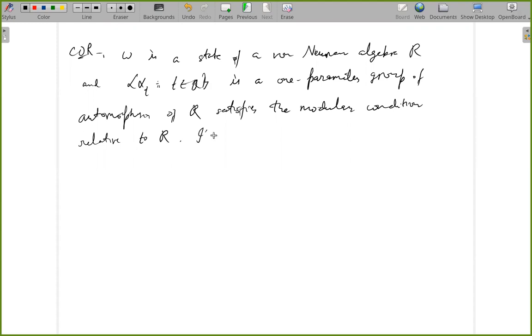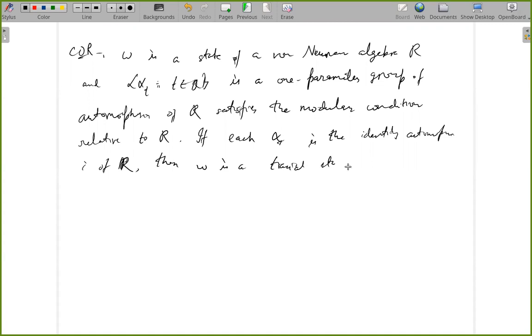then if each alpha_t is the identity automorphism, so if the modular automorphism group is in fact trivial, this was almost a borderline trivial corollary, then omega is a tracial state. Conversely, if omega is a faithful tracial state, then the modular automorphism group is trivial.